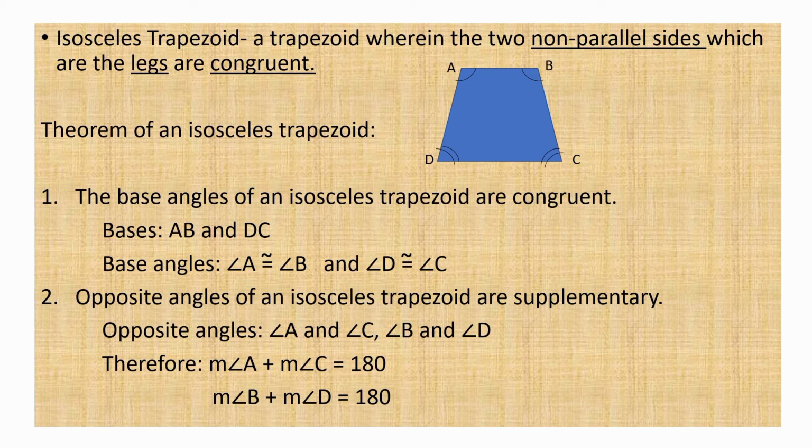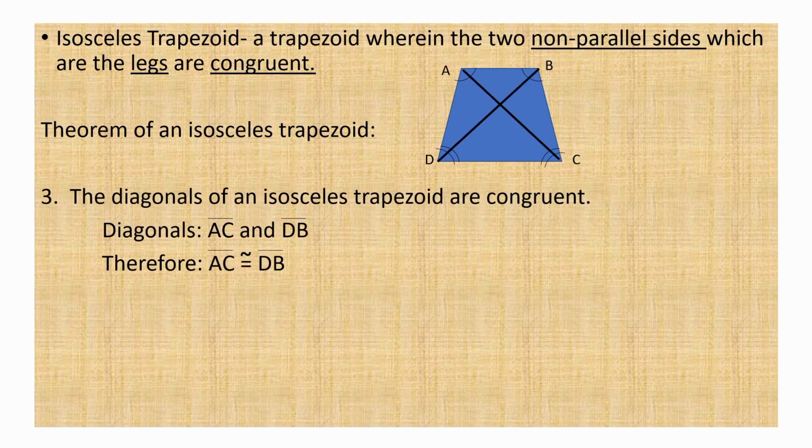Theorem number 2. Opposite angles of an isosceles trapezoid are supplementary. So in the given trapezoid above, opposite angles are angle A and angle C, angle B and angle D. Now, if they are supplementary, therefore we can say that if we're going to add the measure of angle A and the measure of angle C, their sum must be 180 degrees. The same thing with the measure of angle B plus the measure of angle D, which is also equal to 180 degrees because opposite angles of an isosceles trapezoid are supplementary.